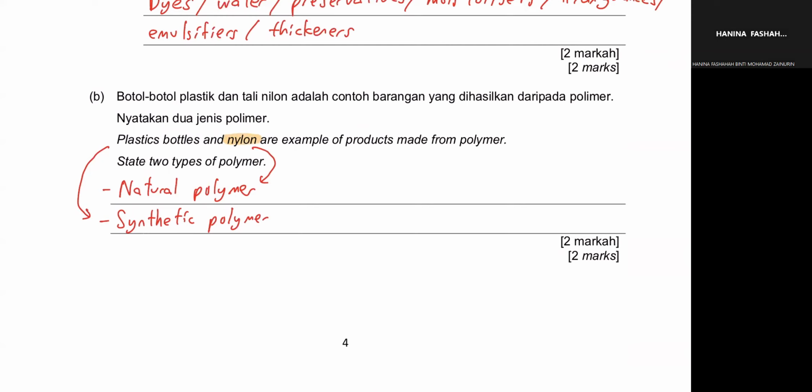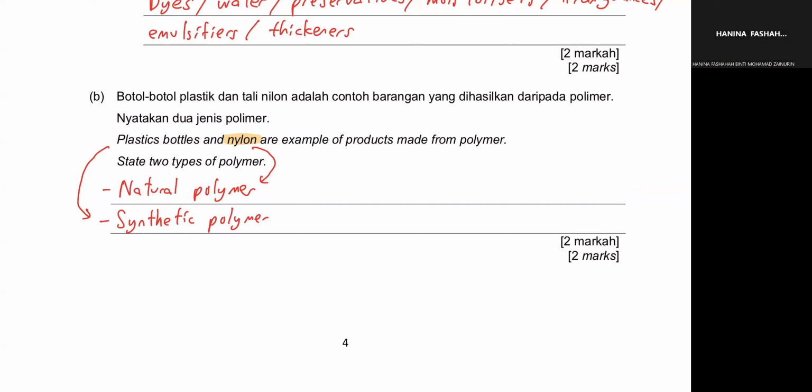Plastic bottle, you can ask, polyester is the same. Polyester and terylene, nylon are the same. What else? Plastic bottle comes from polyethylene, right? So it might be accepted, depends on the situation. But the answer scheme here they write is natural polymer and synthetic polymer.